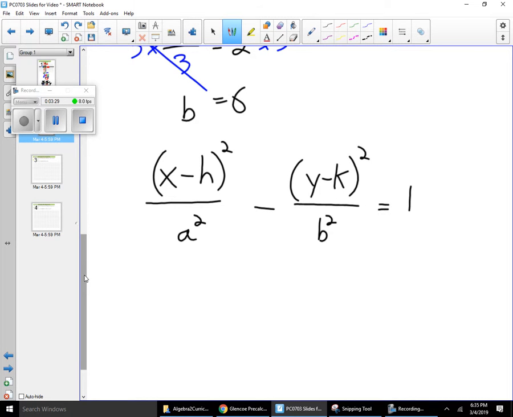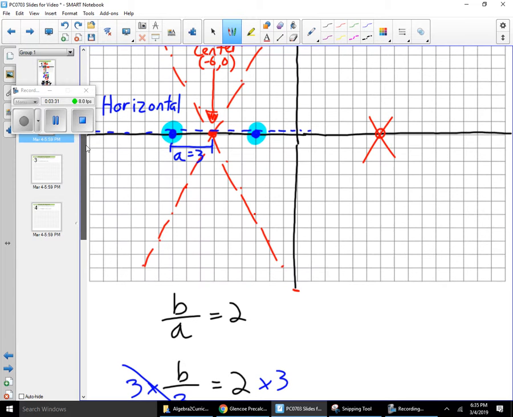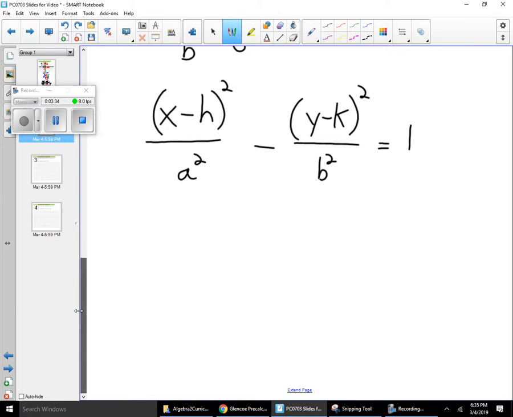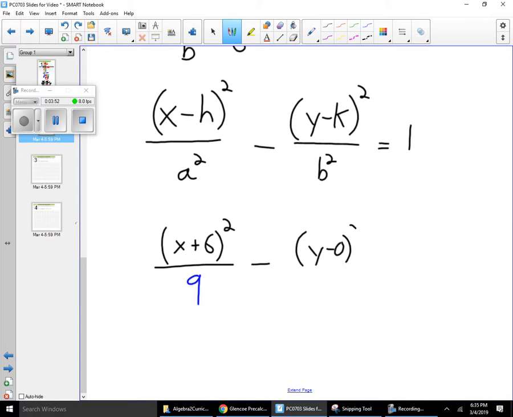Now we're just substituting in what we know. Our h value was a negative 6, so x minus a negative 6 will be x plus 6, quantity squared. Be careful with that a. We know that a is 3, but in that denominator ought to be a squared. 3 times 3 is 9. Minus is a part of the formula. You can write y minus 0 here if you like. If that helps you with graphing, then I recommend it. Since we don't actually have to finish this graph, I don't know how useful that is. So I'm just going to write y squared.